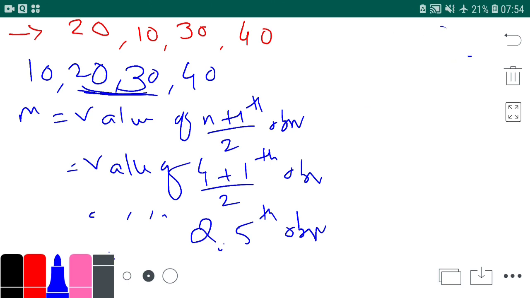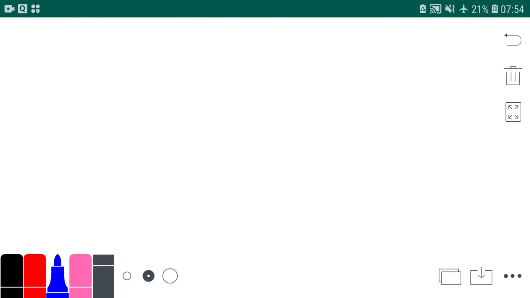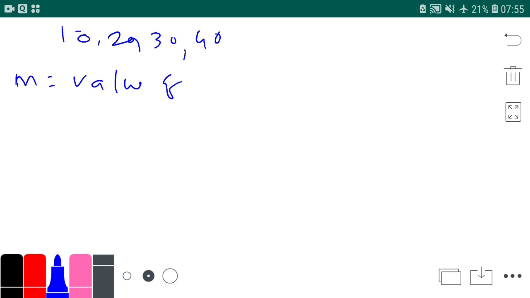You can write up to here: value of the 2.5th observation. I am erasing this and writing on a fresh page. So the digits are like this, as I told you: 10, 20, 30, 40, and we stopped here. M is equal to the value of the 2.5th observation.